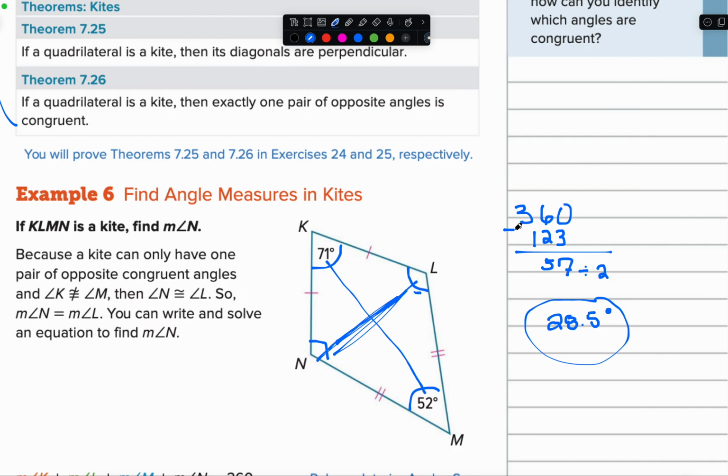I don't know why I didn't just check that. We're supposed to be subtracting from 360, not 180. Are you yelling at me yet? You have permission to yell at me.